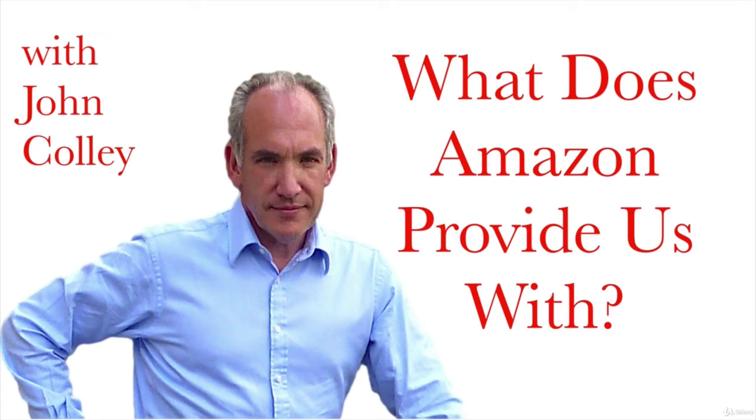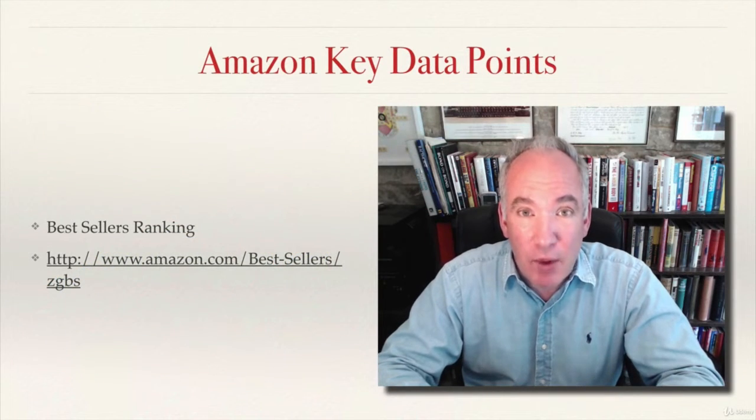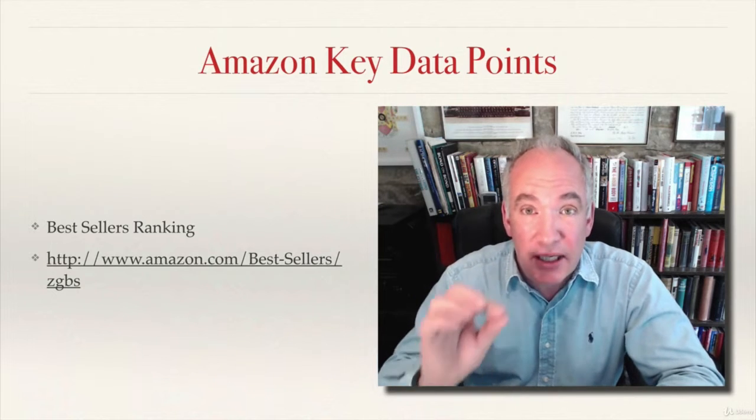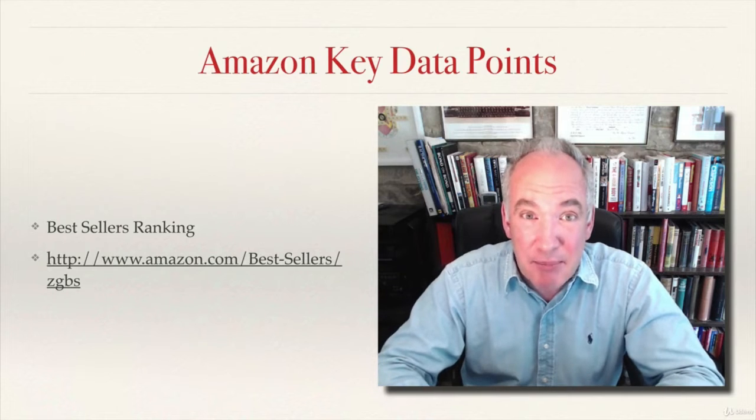In this video, I want to take a look at the basic information that Amazon makes it easy for us to take a look at. And this is the starting point from which we go and search for our products. Now, the place to find this is in the Amazon bestseller lists. And what we're going to start off by looking at is the Amazon bestseller ranking. And you can see the link to that, which is on the page there.